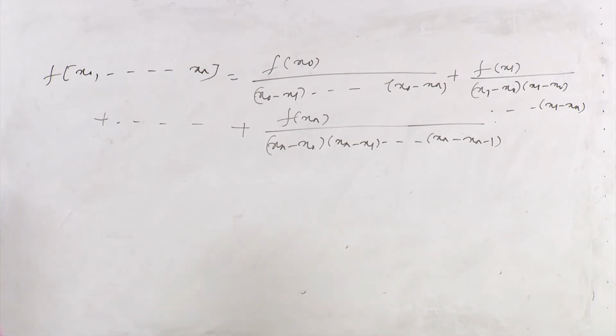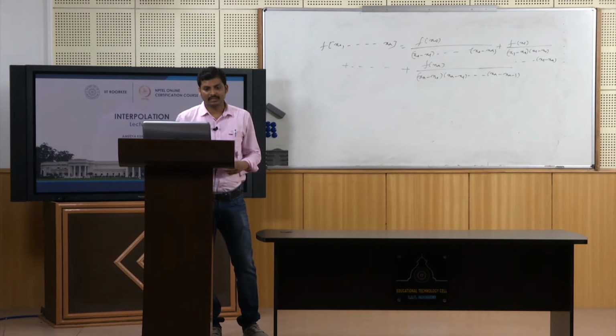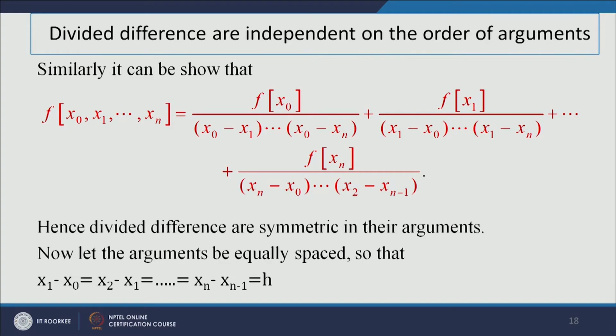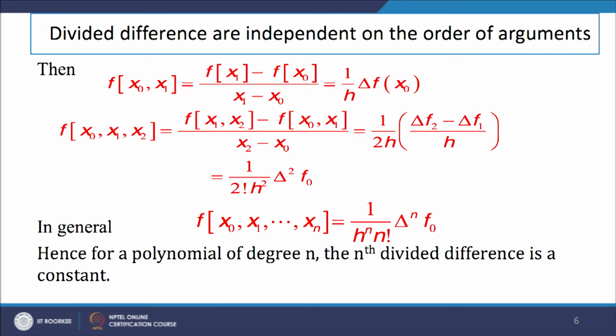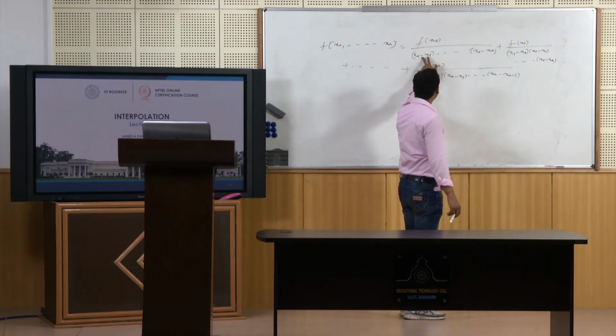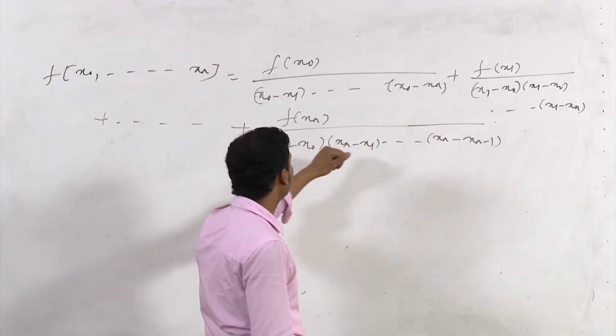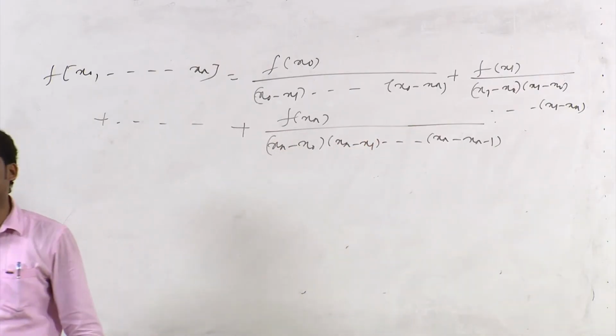Hence, we can just say that these divided differences are symmetric in their arguments. Now, let the arguments be equally spaced, suppose x1 minus x0 equals x2 minus x1. Suppose this spacing size is h here. If it is equally spaced, we can express x0 minus x1 as h here. So, it can be expressed as h to the power n here. Similarly, f of x1 by h to the power n. So, likewise we can express the total arguments here.